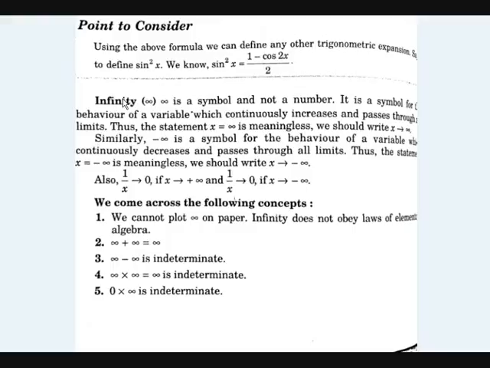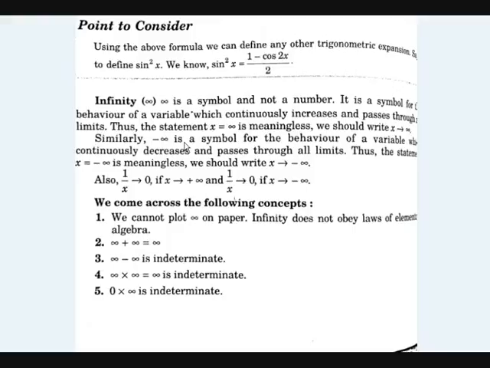Okay, now let's take some important notes on infinity. What is infinity? This symbol is a symbol of infinity and not a number. Infinity means the behavior of a variable which continuously increases and passes through all positive limits. So the statement x is equal to infinity is meaningless. You should write x tends to infinity, because x can't have a value which is not a number, right? Okay, now we should write that x tends to infinity.